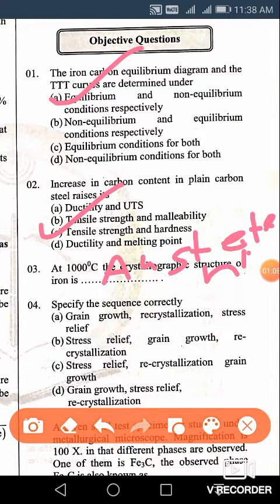Next, specify the correct sequence. The correct sequence is stress relief, recrystallization and grain growth. First the stress relief takes place when you temper it, in the tempering operation. After martensite is formed, the hardness increases but the steel becomes brittle, so you give a heat treatment called tempering. In tempering, firstly the stress relief occurs, then recrystallization, then grain growth. So your answer is C.